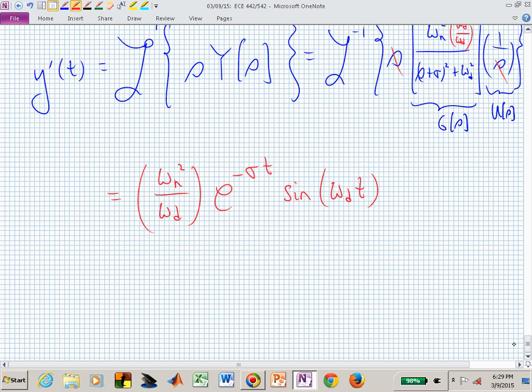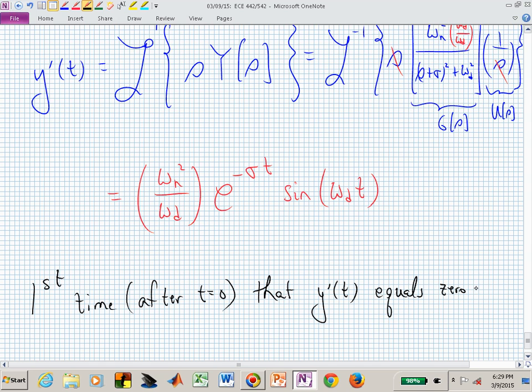Let's remind ourselves of what we're trying to do. We want to find when y reaches a maximum for the first time after t equals 0. And we've now found an expression for the derivative of y. We now want to look at the first time after t equals 0 that y prime of t in fact equals 0.